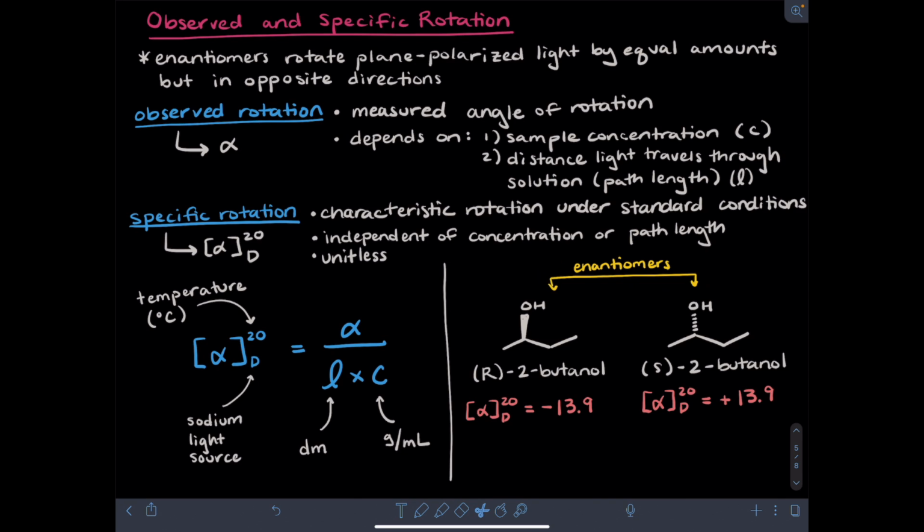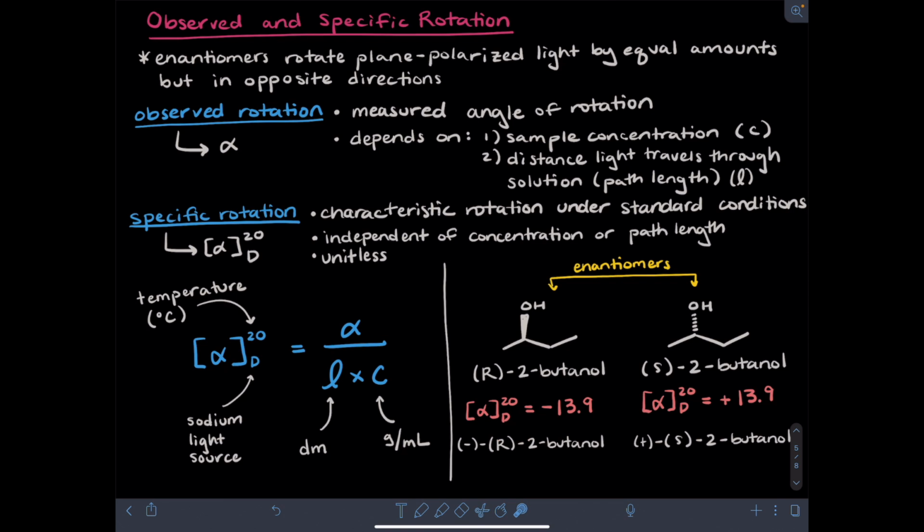There is absolutely no way, except for measuring it, that you could predict the size of this value or even its sign. It just depends on your particular sample. But notice that these two values for my enantiomers are equal in magnitude, 13.9, but opposite in direction. One is negative, one is positive. This will always be true for enantiomers.